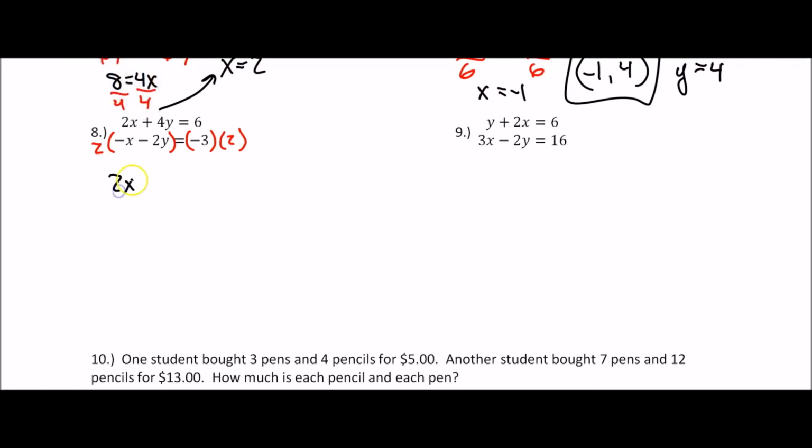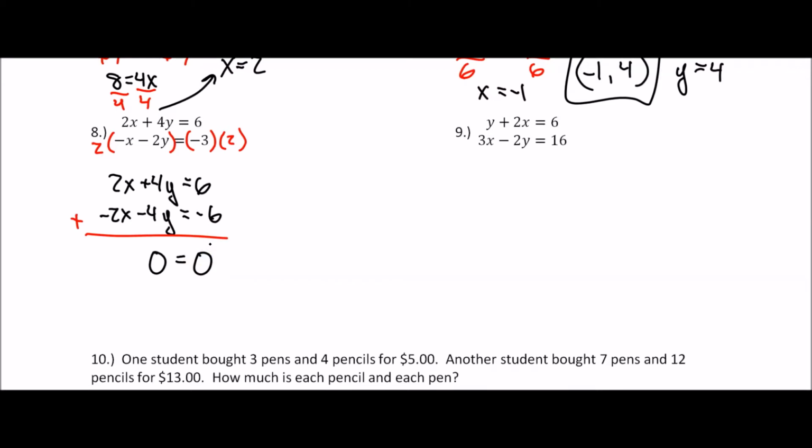So the first equation stays the same. The second equation becomes negative 2x minus 4y equals negative 6. And now I can add them up. And I kind of get into a strange situation here because when I add up the x's, they're gone. When I add up the y's, they're also gone. So I get a 0 over here. And that's okay. I just need to check to see what I get on the other side. 6 plus a negative 6 is also 0.